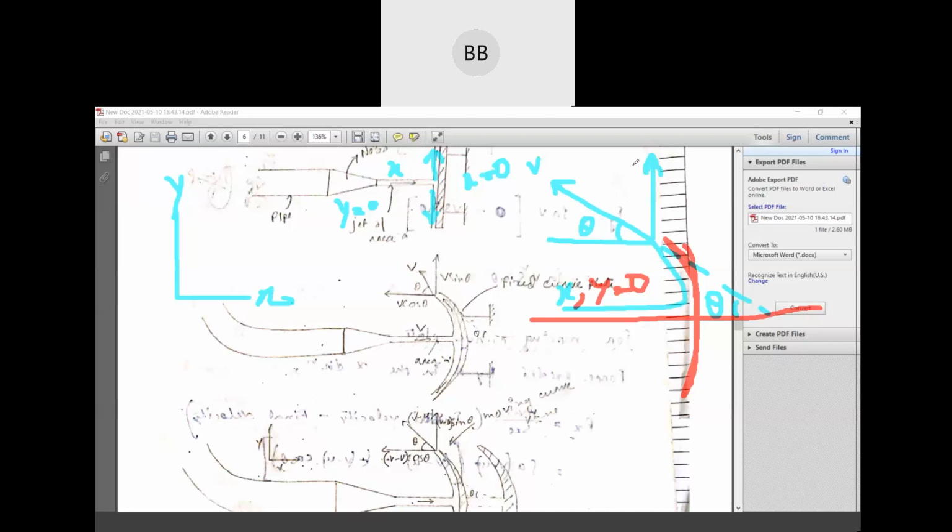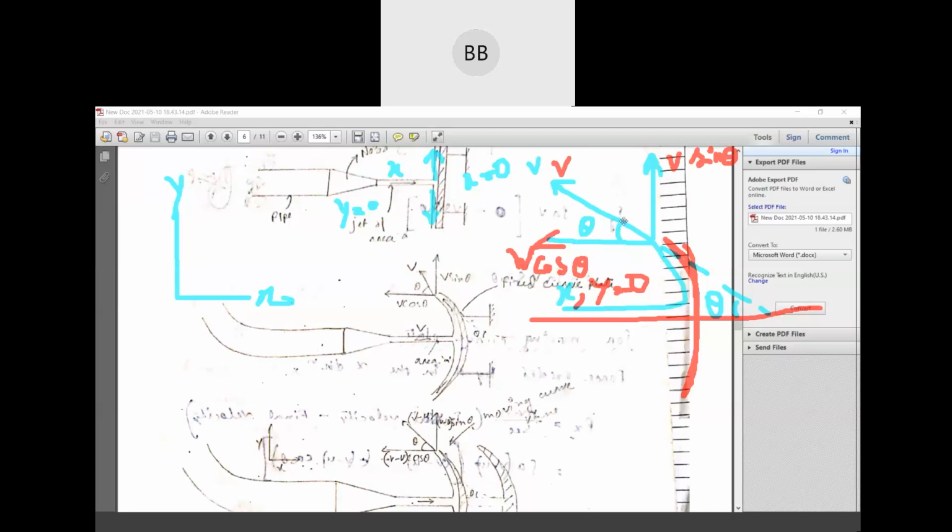So if you have to resolve into two components, one is the x component, that is v cos theta. This is simple mathematics. I think all of you know, when you resolve into two components, the member near to the theta is cos theta, and the opposite is sin theta. I think it's very much familiar to you.